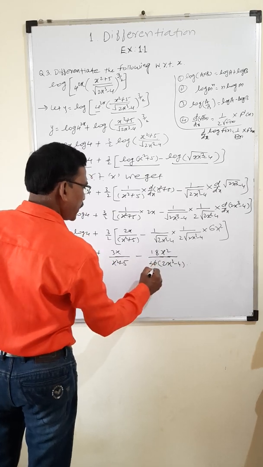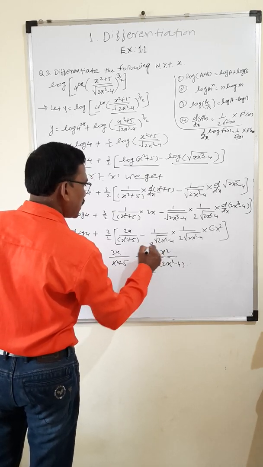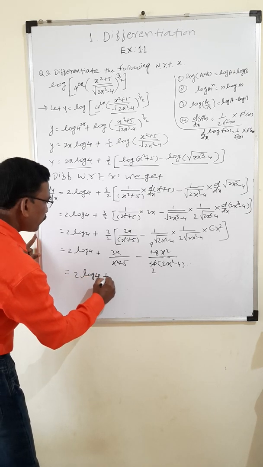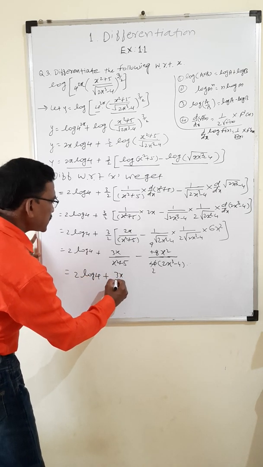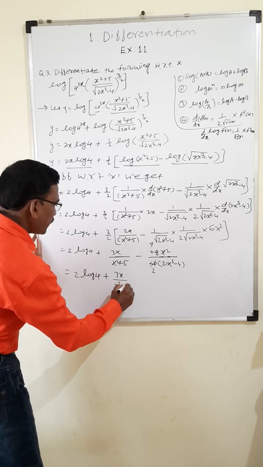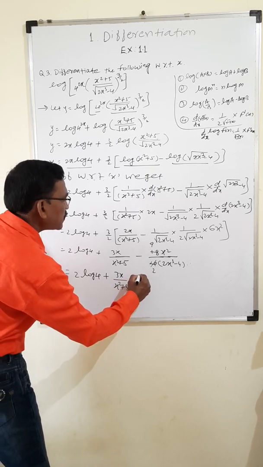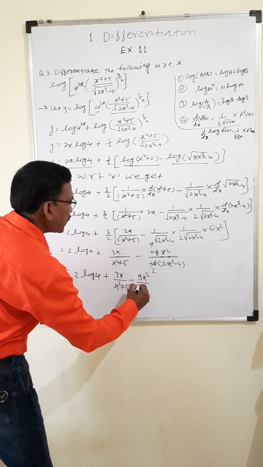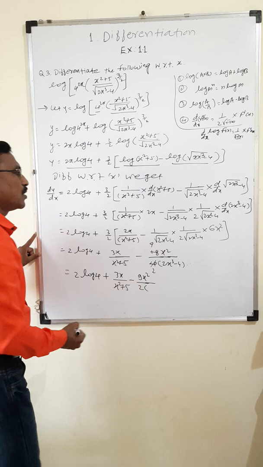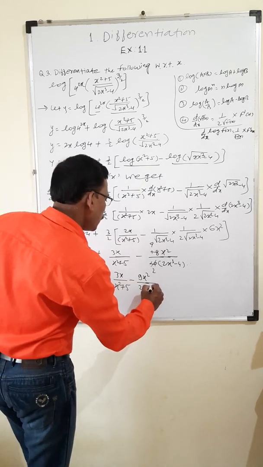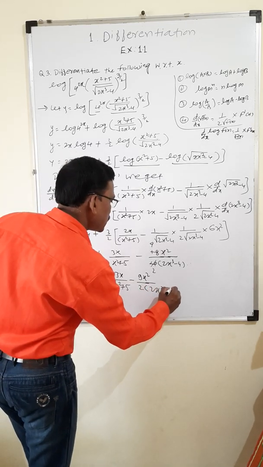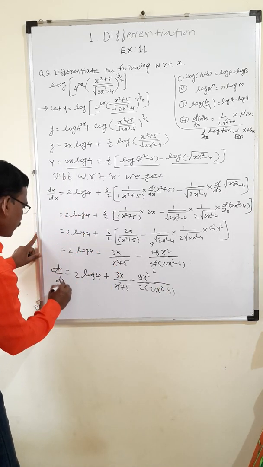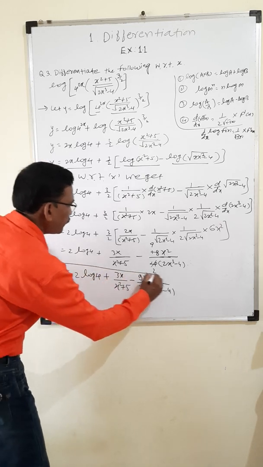Now we simplify. 2 2s are 4, 2 9s are 18, and the final derivative is 2 log 4 plus 3x divided by x square plus 5 minus 9x square divided by 2 into 2x cube minus 4, and this is the final derivative of the given function.